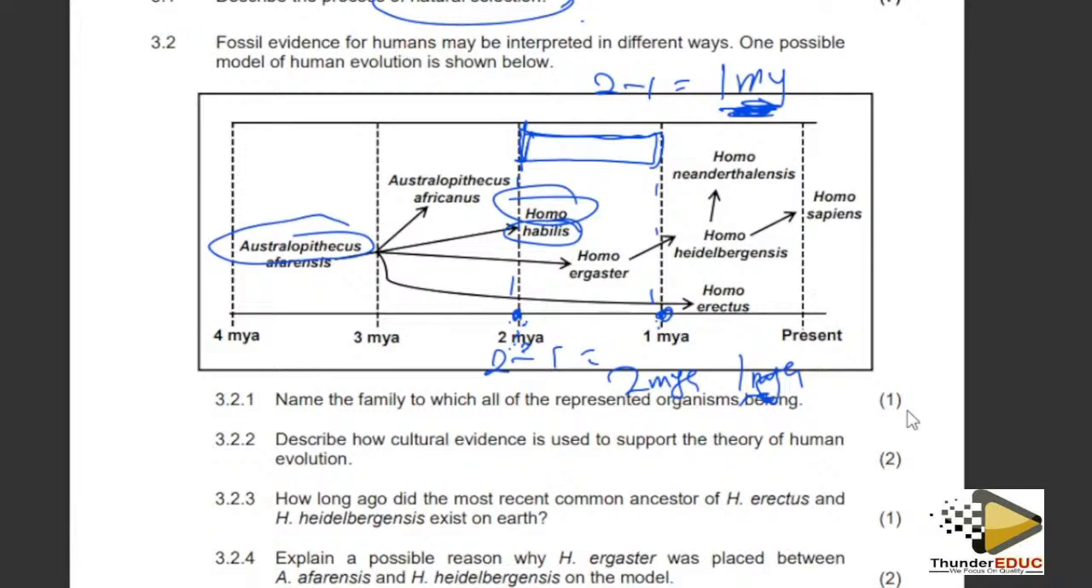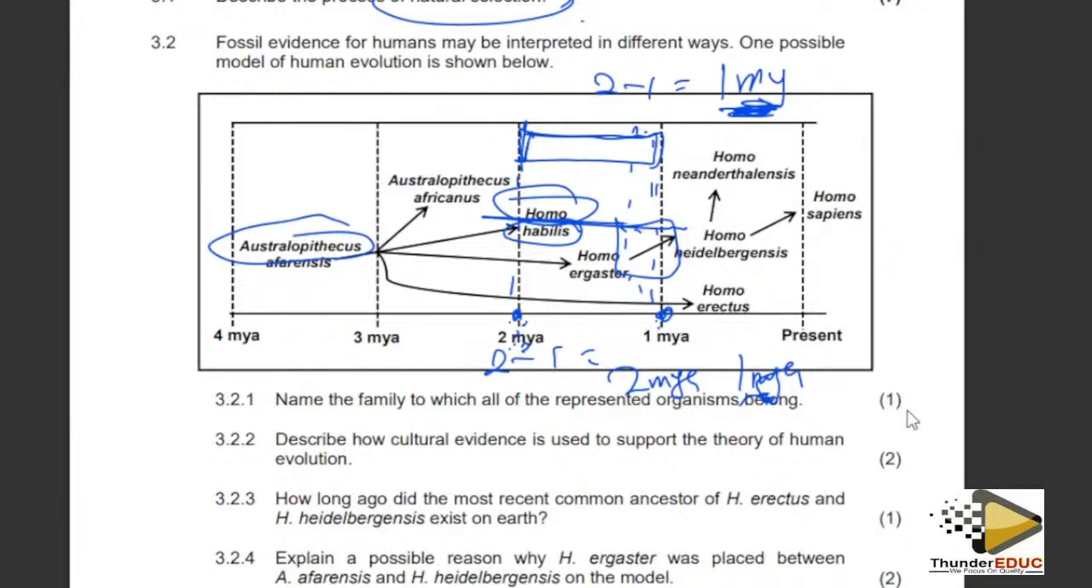Then, which species competed for resources? In this case, you'll find that if this species and this species existed at the same time, and you draw a line like this, you see that they touch each other. It means that they existed at the same time, so they competed for resources. So maybe you'll say Homo ergaster and Homo habilis. It depends on the species which existed at the same time. Not exactly, but they must have a line where they touch each other.